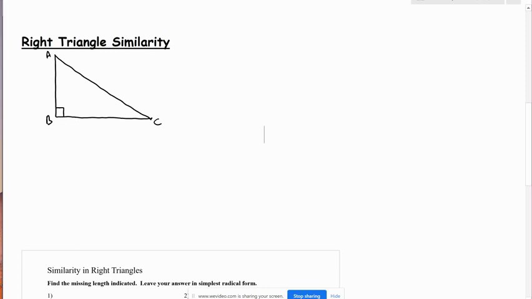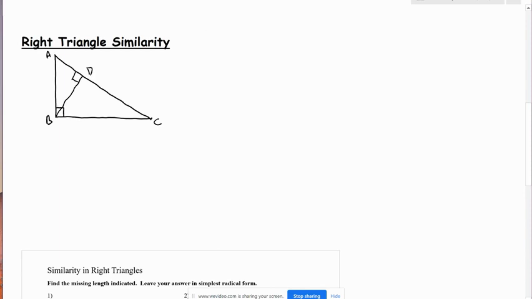So the next topic is right triangle similarity. What we're going to look at is if we take a right triangle and we draw the altitude from the right angle to the hypotenuse. An altitude, remember, always forms a right angle with the opposite side. So there's an altitude. We'll call that point D.